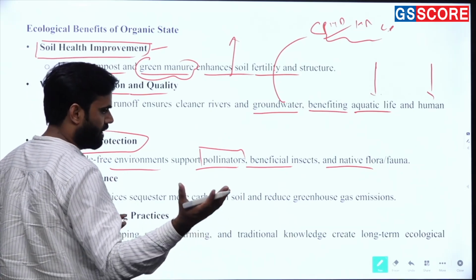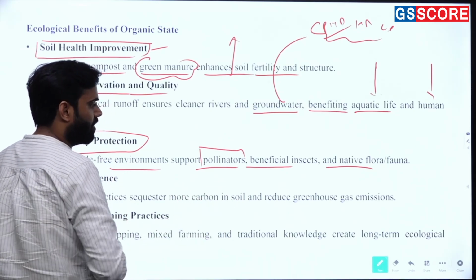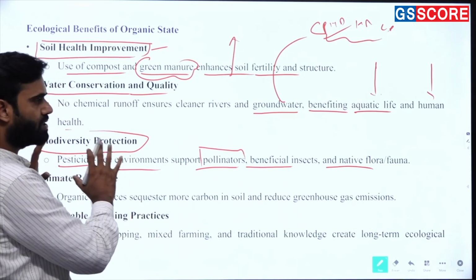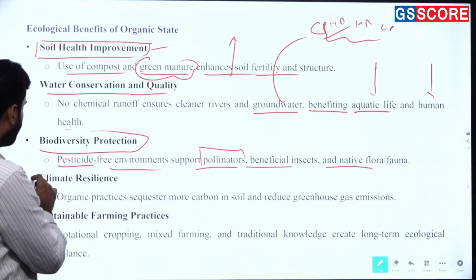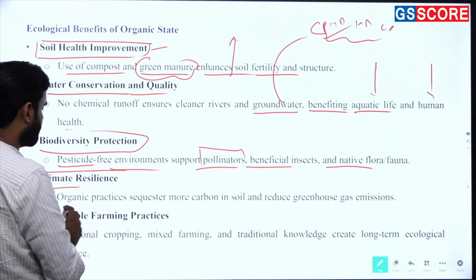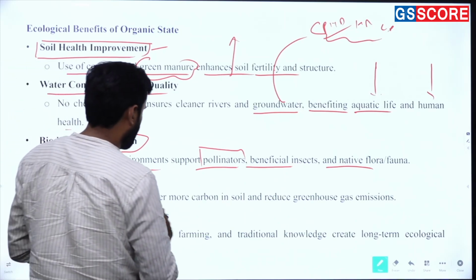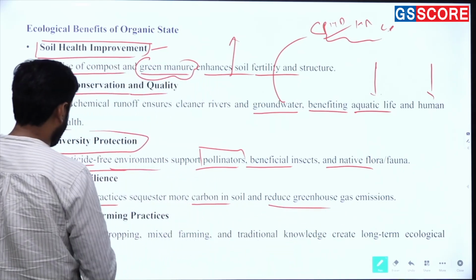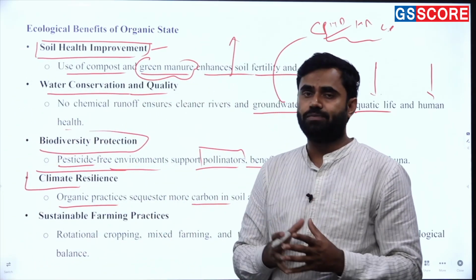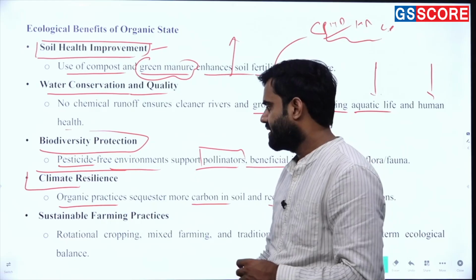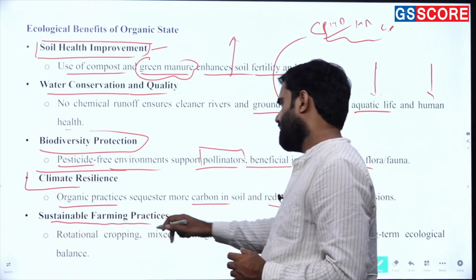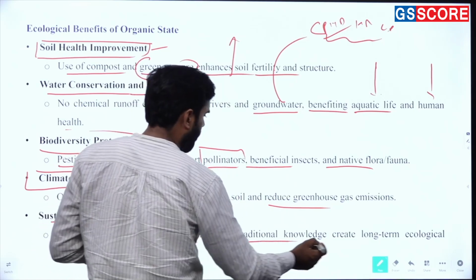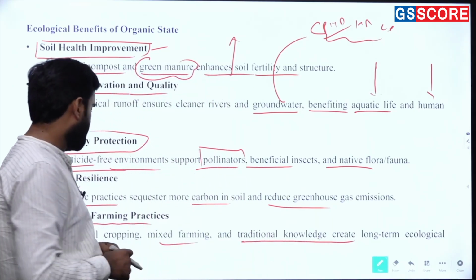Recently, I think, in the prelims examination, pollinators came up. Beneficial insects and native flora and fauna help a lot. You know that this is climate resilience. Organic practices sequester more carbon in soil, reducing greenhouse gas emissions. So this benefit also helps climate resilience. Next, sustainable farming practices. You know that rotational cropping, mixed farming and traditional knowledge create long-term ecological balance.